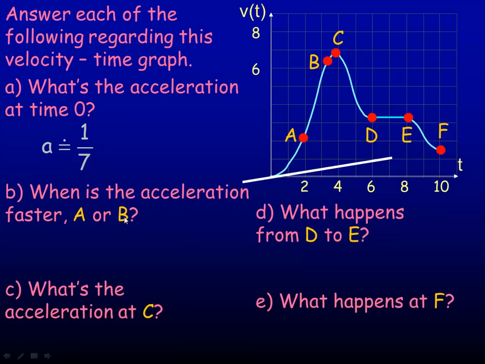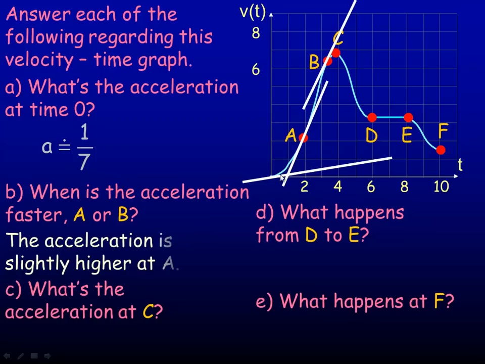When is the acceleration faster, at A or B? So we would draw tangent lines in at A and at B. And so notice that the one through A is very slightly steeper. Their accelerations would be quite close, but because A's tangent line is a little bit steeper, then we could say the acceleration is slightly higher at A than at B.